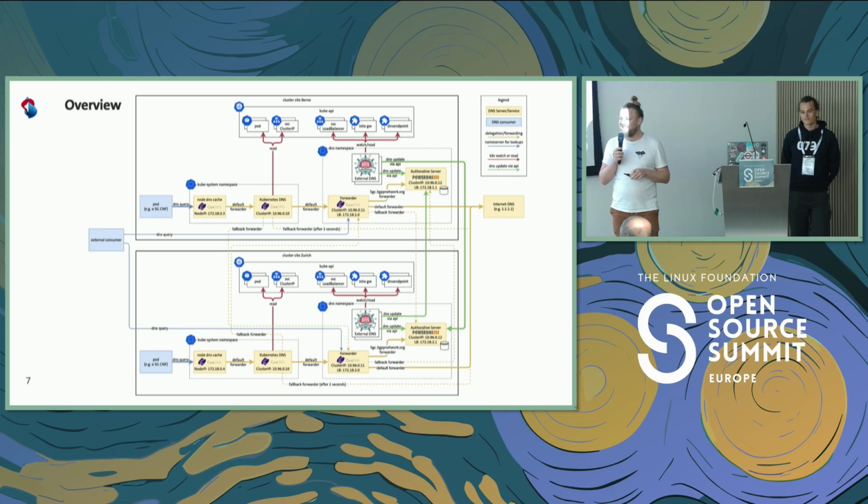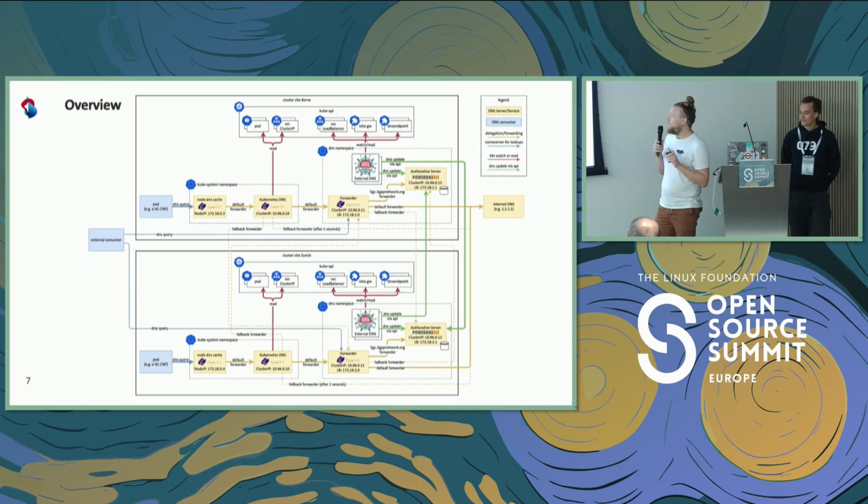Please don't panic, don't leave the room just yet. We're going to break it down for you, or at least we're trying to do that. What you see here is a multi-cluster setup with two clusters. The slides will be uploaded anyway, so you can dig into that later on. So we have a top cluster, a bottom cluster. All the blue boxes are DNS consumers.